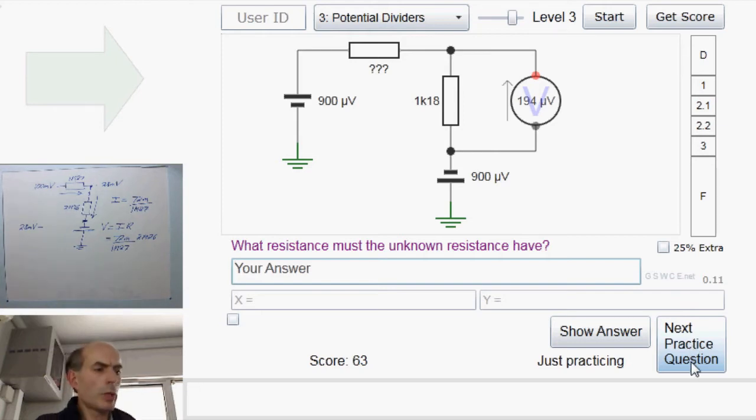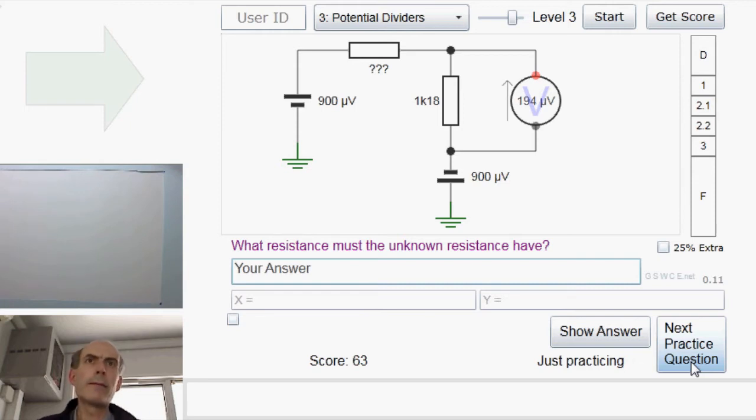This time we have to work out the unknown resistance. Okay, same idea. We've got the voltage across this resistor, and we've got the value of this resistor, so we must be able to work out the current flowing through that resistor. And that would just be 194 micro divided by 1K 18. That's the current.